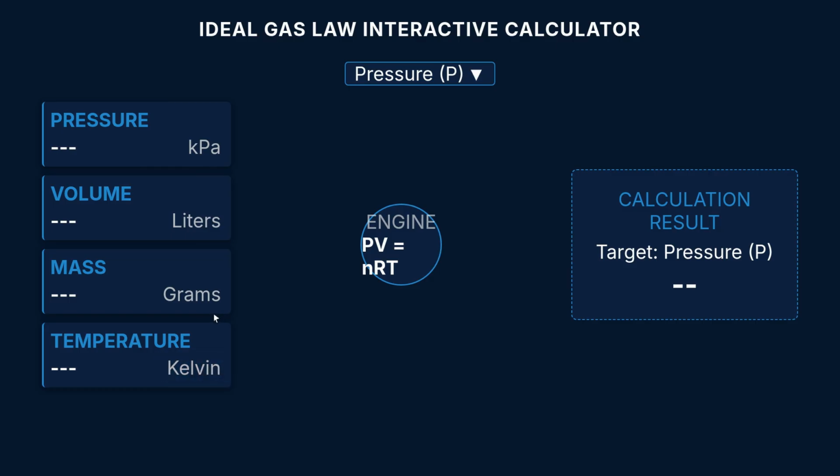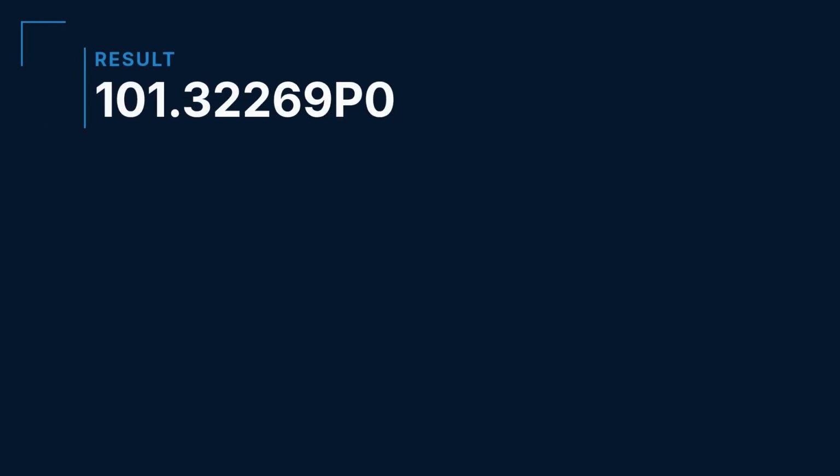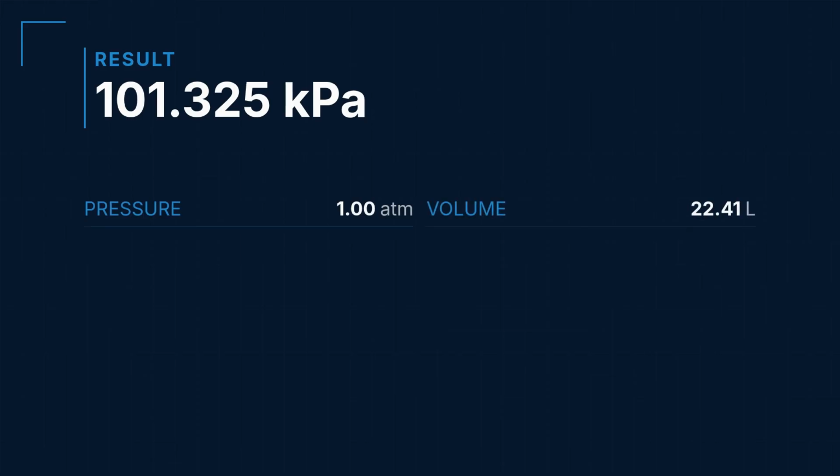I'm using liter. Temperature can be in Kelvin, Celsius, Fahrenheit, or Rankine. I'll select Kelvin. Mass units are gram, kilogram, or pound. I'll use gram. After entering your known values and clicking Calculate, the Results section displays your calculated value along with the state of all variables.